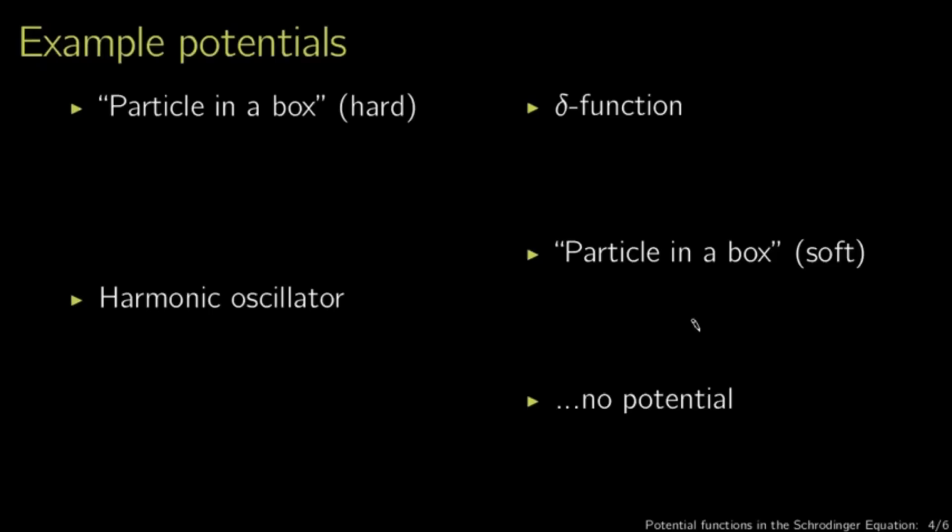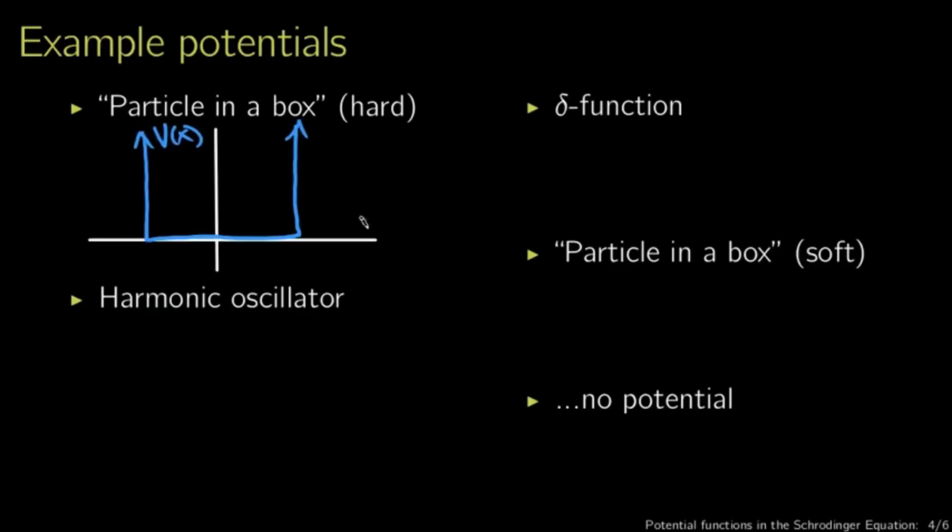The first example potential we do, in section 2.2, is what I like to call the particle in a box. The textbook calls it an infinite square well. The particle in a hard box, for instance, you can think of as a potential function that looks like this. Get myself some coordinate systems here. You have a potential function V(x) that looks something like this. This is V(x) as a function of x.